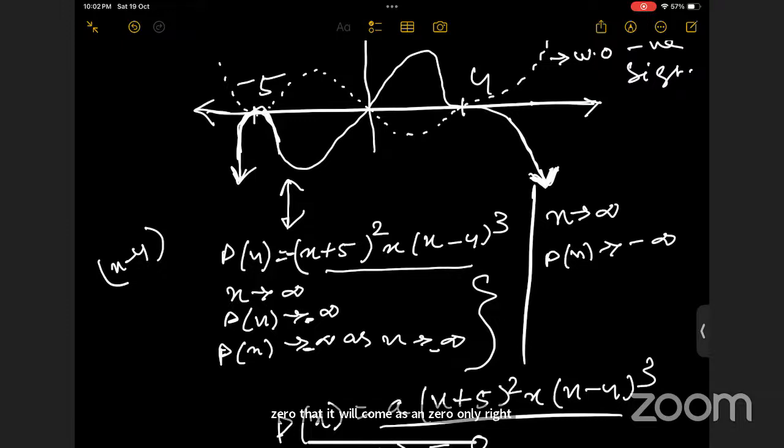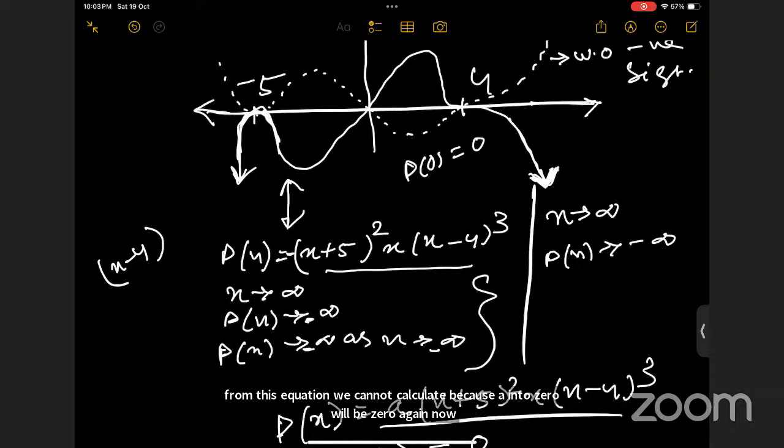Yeah. So in this case, because this is a special case, we have the y-intercept as 0. So we will find P of 0 equals 0, right? Yes, ma'am. So we cannot calculate A from this equation, because A into 0 will be 0 again, no? Yeah, so that's what I'm saying. Please listen. In this case, we will find A into 0 equals 0, right? Correct, ma'am. If we take any value instead of A, it will satisfy the equation.